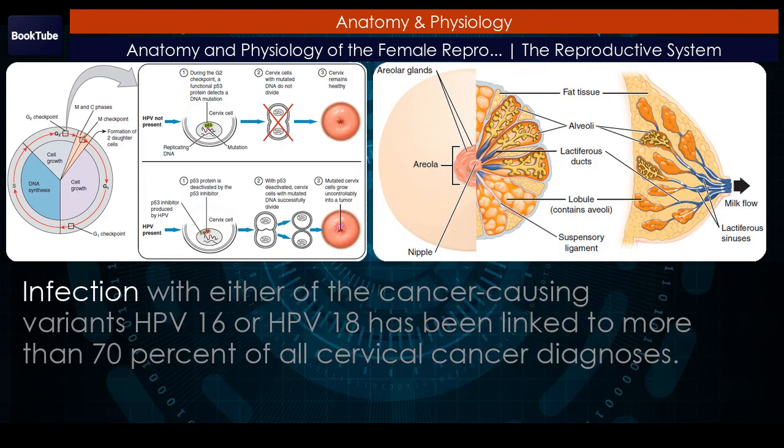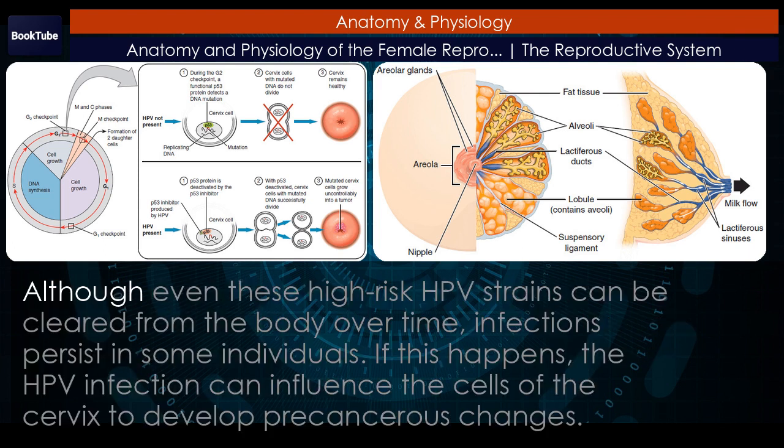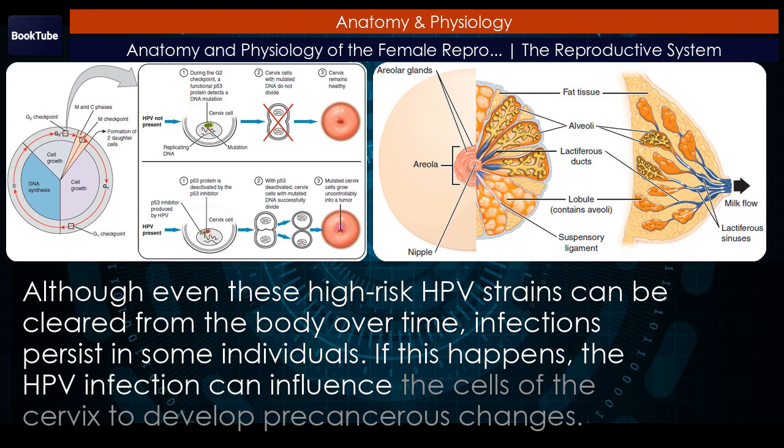Figure 8. Infection with either of the cancer-causing variants HPV-16 or HPV-18 has been linked to more than 70% of all cervical cancer diagnoses. Although even these high-risk HPV strains can be cleared from the body over time, infections persist in some individuals. If this happens, the HPV infection can influence the cells of the cervix to develop precancerous changes.